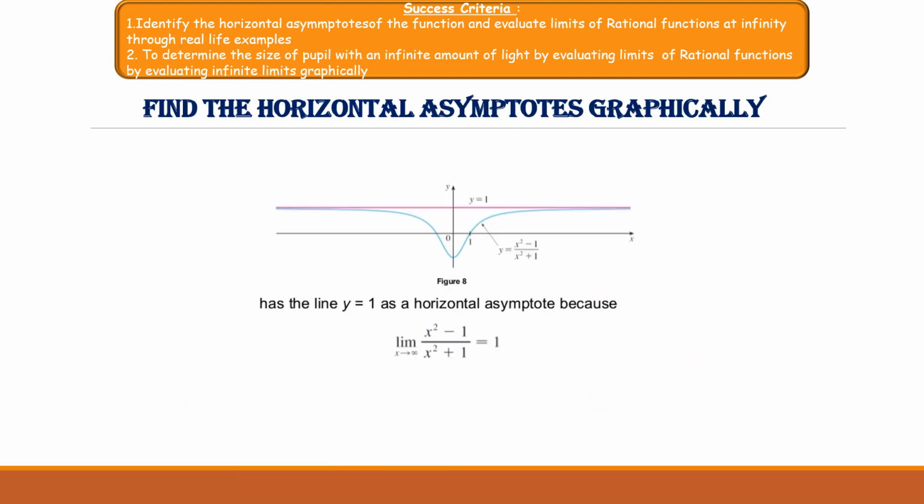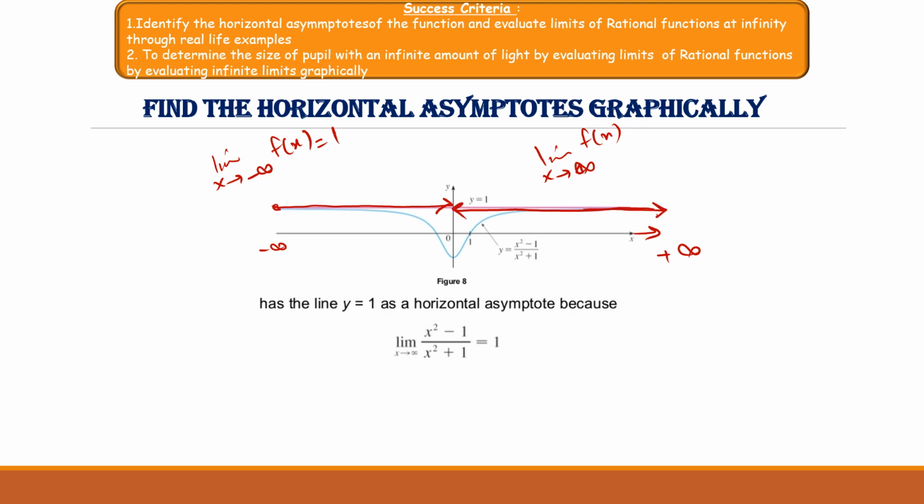Now look at this graph and write. If limit x is approaching negative infinity, what is happening? Negative infinity is here, right? So what is the y value? Look at the y value. It is equal to 1. Now, what is the limit of this function as x approaches positive infinity? It means over here, positive infinity. What is happening? The graph is over here. So what is the y value? Read it. It is also equal to 1.